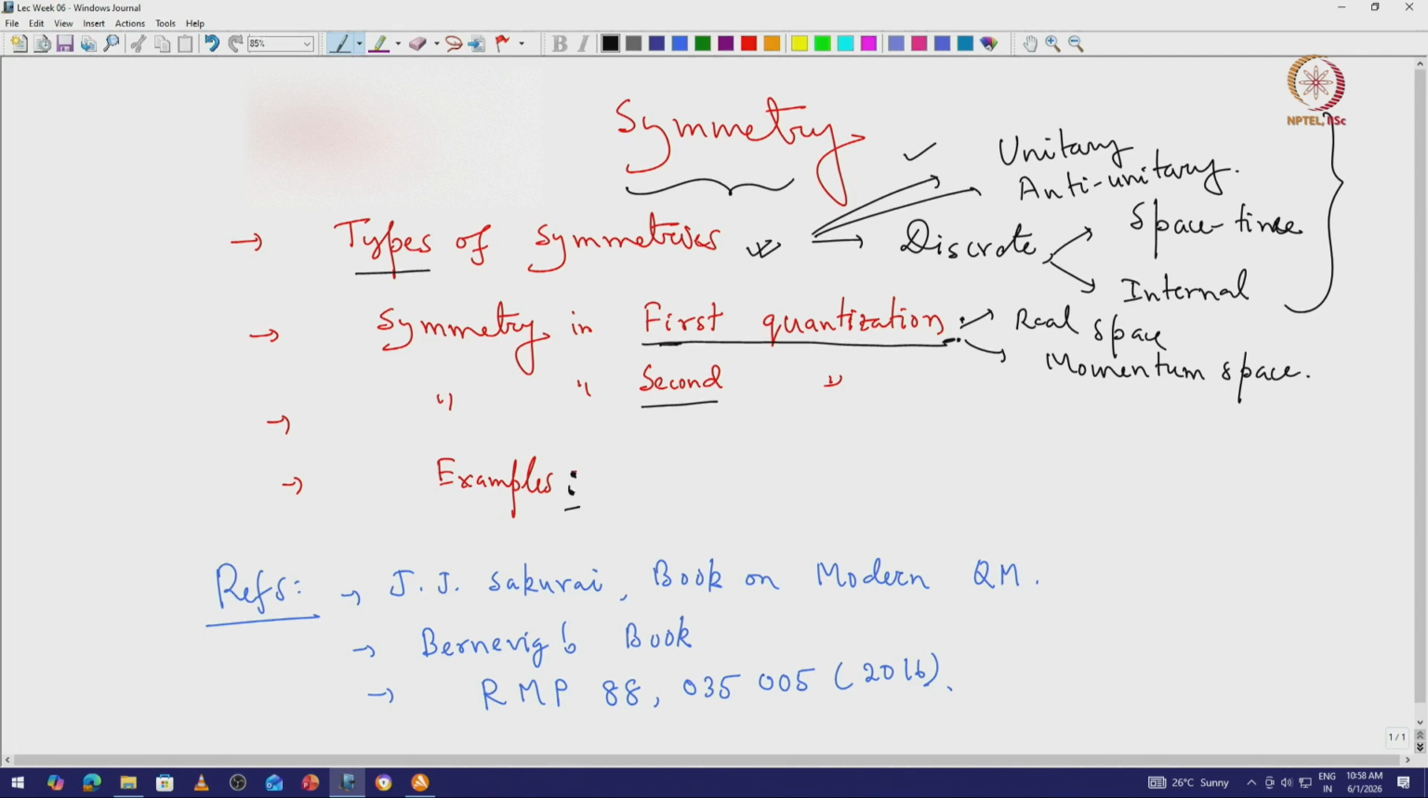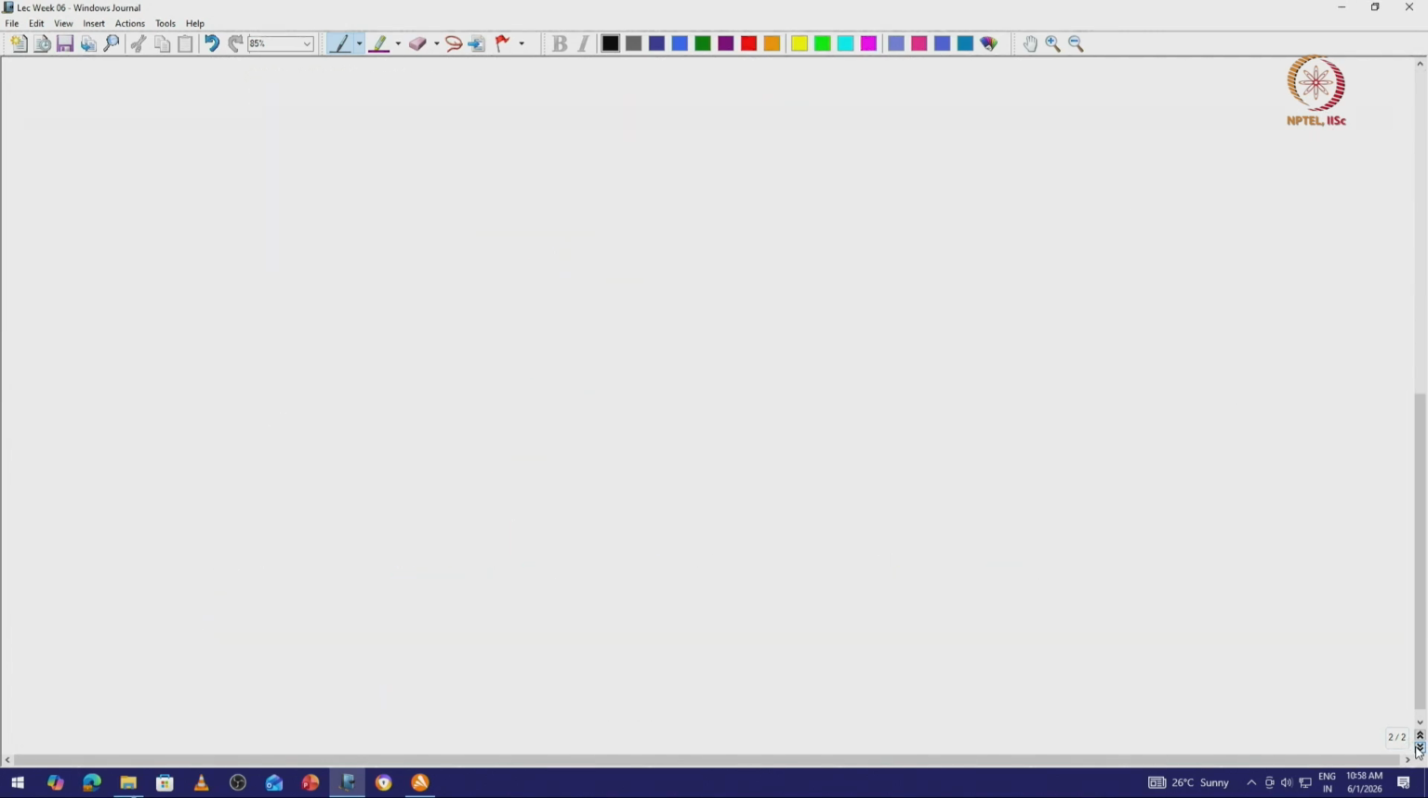And these are the references. This is a modern quantum mechanics book by Sakurai. It has touched upon the symmetries in the elementary way, and then Barnavik's book will be more focused towards the condensed matter, and this RMP, which are also for topological phases of matter. Okay. So, let us start the types of symmetry.